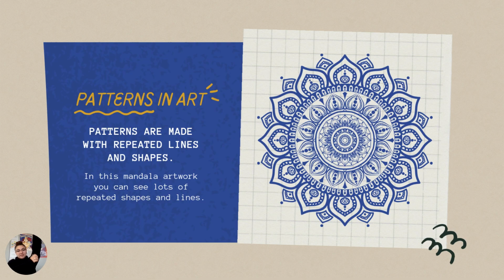All right, so now that you did your continuous line, I want to talk a little bit about patterns. Patterns are made with repeated lines and shapes. Obviously in mandalas, you can see a lot of repeated shapes and lines because that's the pattern. It's supposed to be symmetrical. It's supposed to be unified. And so you want to have that unification in there by repeating those lines and shapes.